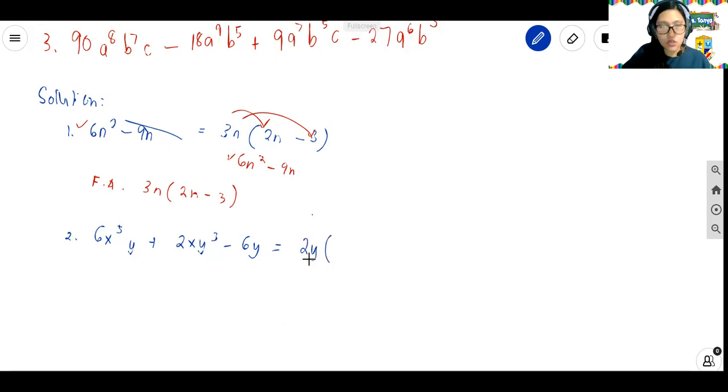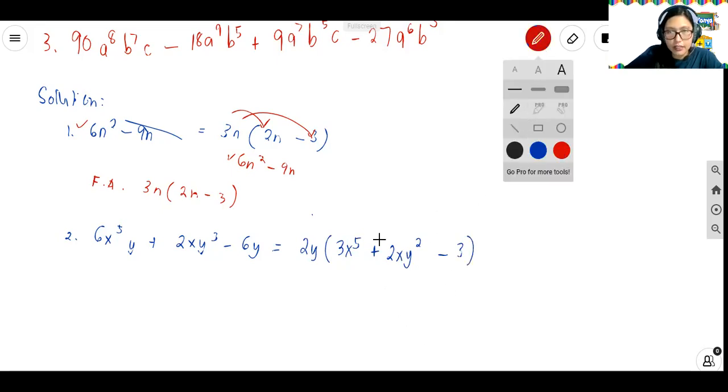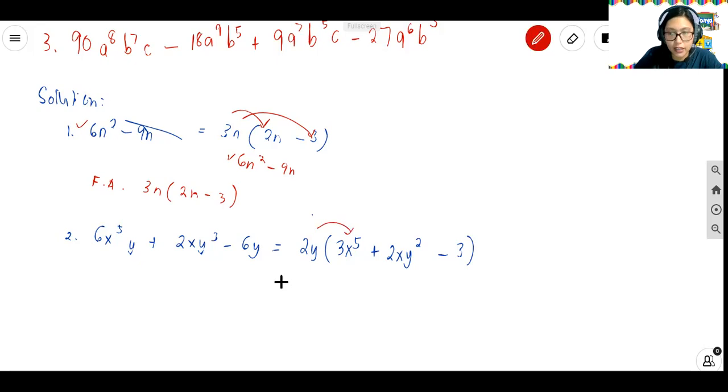So doing it again, this is 2y times, we have 6x to the fifth y divided by 2y. It will give us 3x to the fifth power, plus 2xy cubed divided by 2y. That will give us 2xy squared. Is that right? 2xy squared. Yeah. And then minus 6y divided by 2y, that's minus 3. Okay, so let's check that, just to make sure that we're right this time.